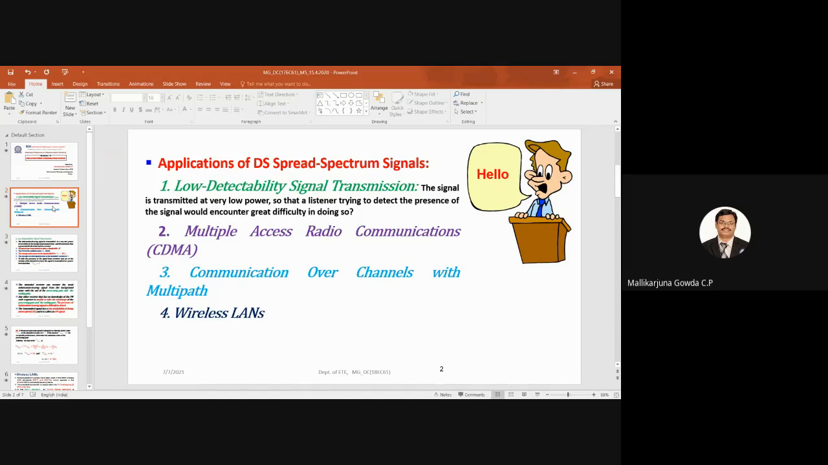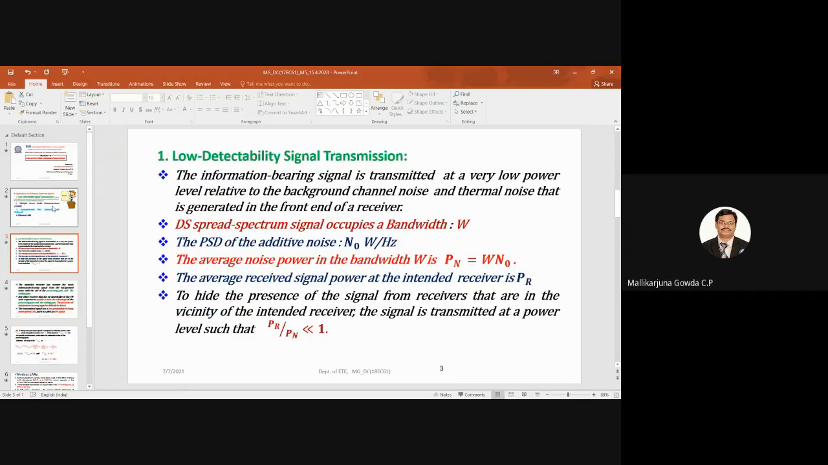Then another application is multiple access radio communication. In that, specifically, we are discussing CDMA, that is code division multiple access. The third one is communication over channels with multipath. Of course, you may be aware of what multipath is. If not, we will also have a discussion on that. Then it is used in wireless local area networks also. So let me take up the first one, that is low detectability signal transmission.